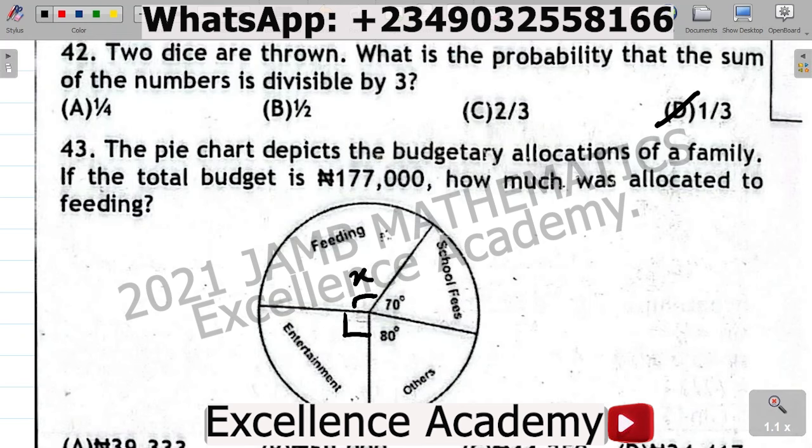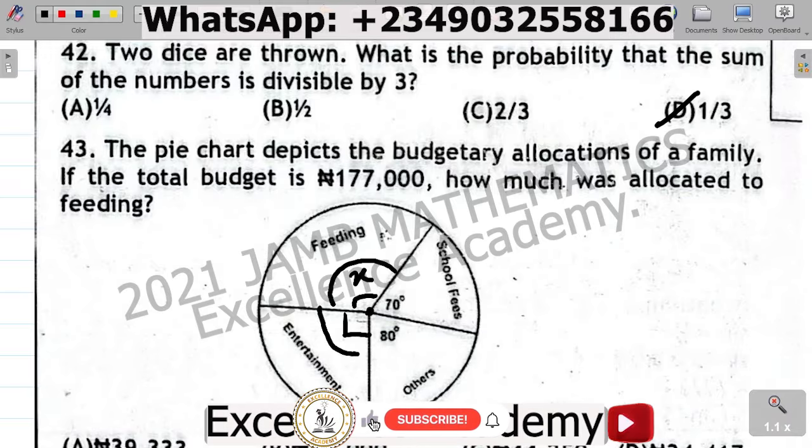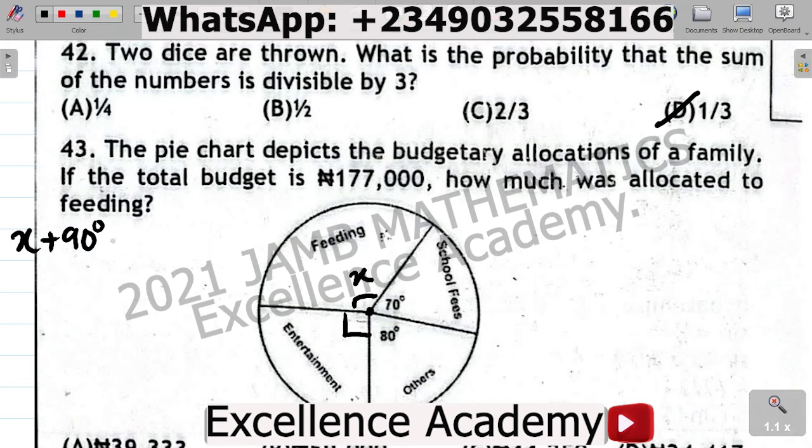So how do we solve this question? Our first task will be to find the value of X. And how do we find the value of X? Of course, this is the sum of angles at a point. And we know that the sum of angles at a point is equal to 360 degrees. That means this angle here, X, plus 90, plus 80, plus 70, is equal to 360 degrees. So let's get that done. It means that we have X plus 90 degrees plus 80 degrees plus 70 degrees equal to 360 degrees.